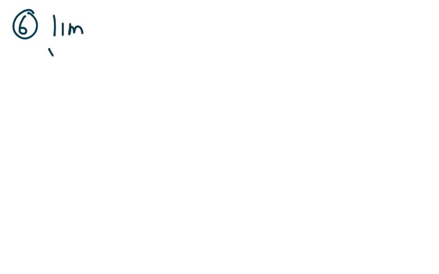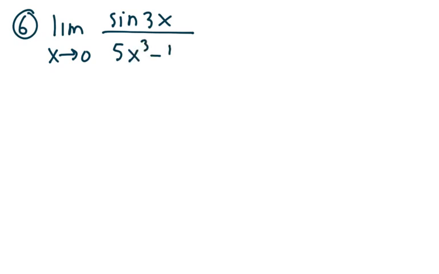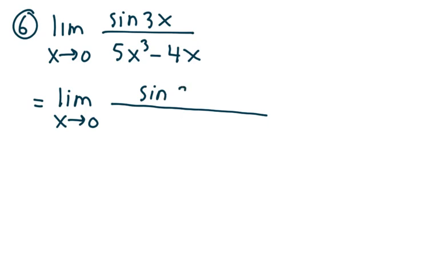The limit as x goes to 0 of sine 3x divided by 5x cubed minus 4x. And so I'm going to factor an x out of the denominator. And so I'm going to take the limit as x goes to 0 of sine 3x divided by x times 5x squared minus 4, just like this.